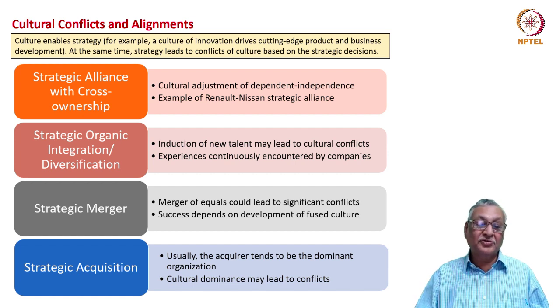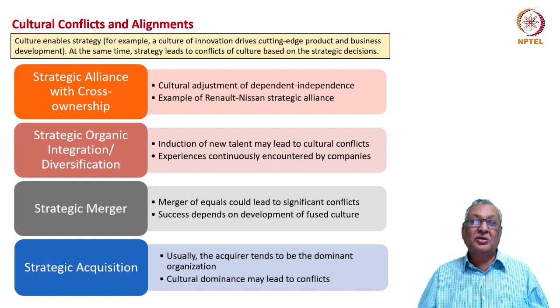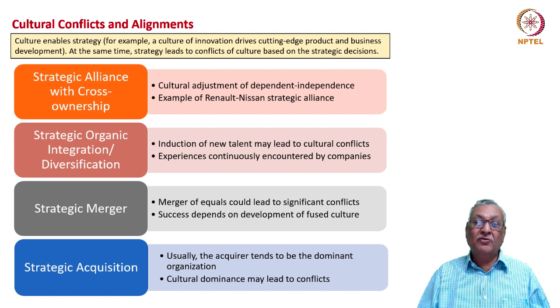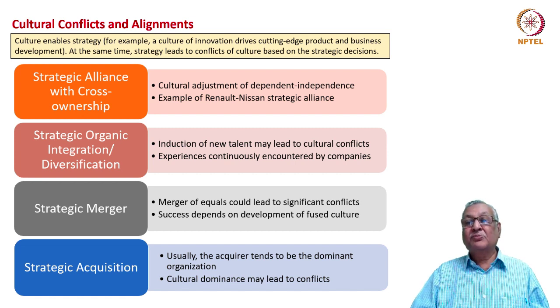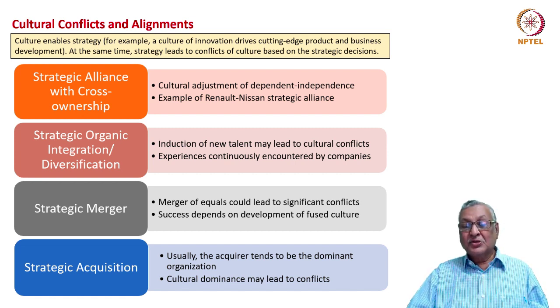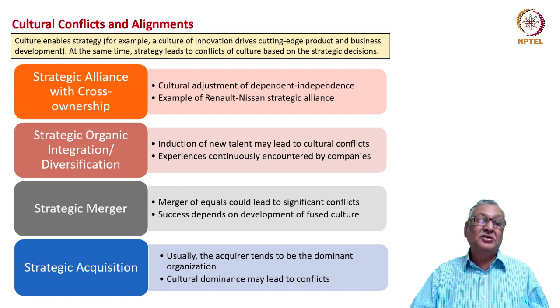The fourth is strategic acquisition. In this case, the acquirer tends to be the dominant organization because the resources are there with the acquirer, and the acquired organization is expected to fold into the acquiring organization. This cultural dominance, which comes up with better resource demonstration, could lead to conflicts. One of the reasons for several mergers and acquisitions failing in terms of value creation could be related to the cultural conflicts and alignments that are missing in an appropriate way.